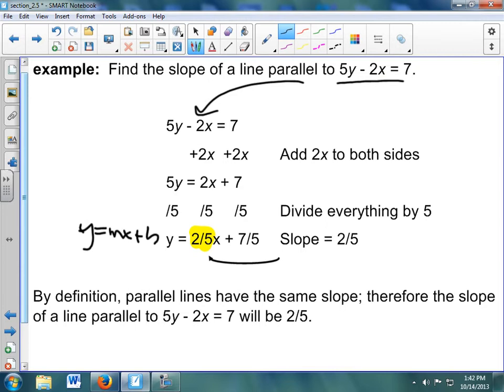what form is this? Point slope or slope intercept? This is slope intercept form, okay?